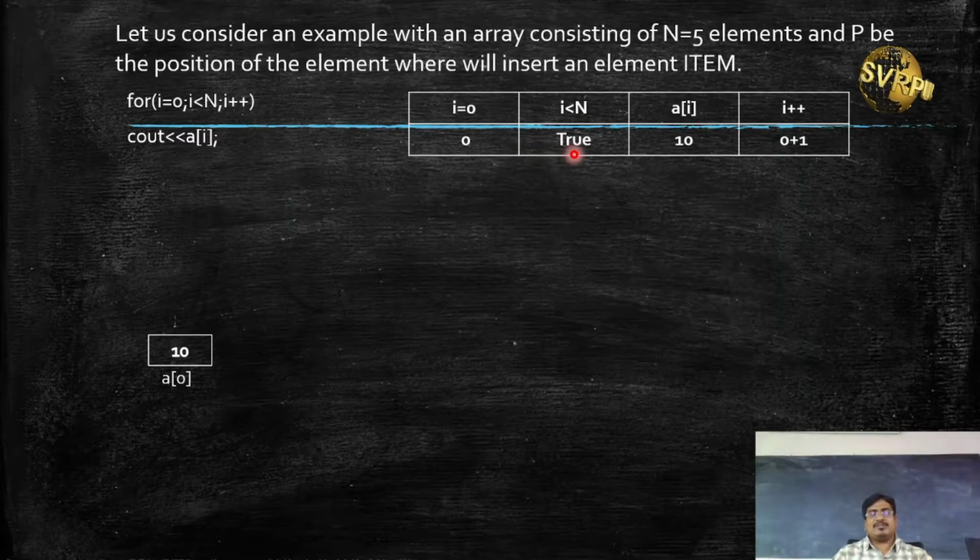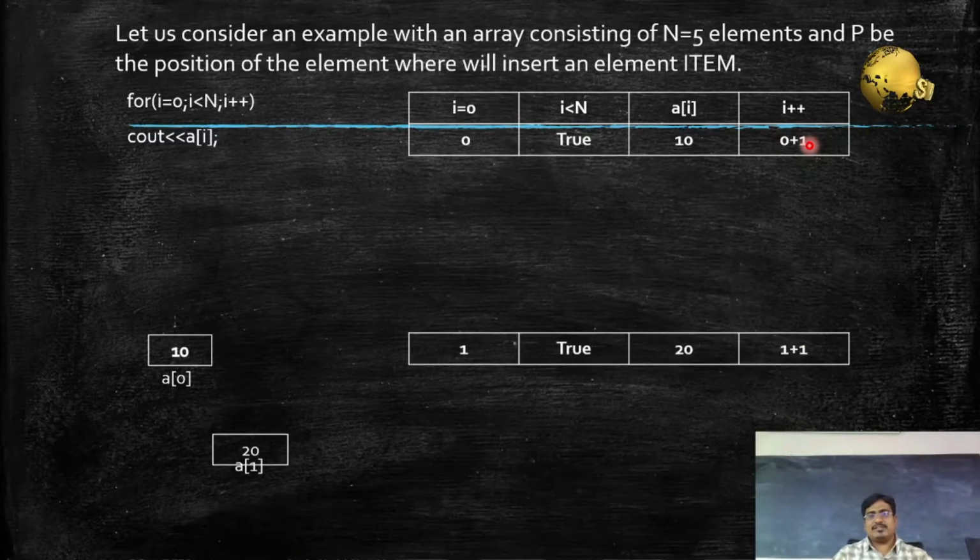The condition is true, 0 less than 5, because my n value is 5. True. And a of 0 is the position where I have to insert an element called 10. So I have inserted it. But after this statement, I will execute the statement i plus plus, which is nothing but my value will be increased from 0 to 0 plus 1, which is nothing but 1. We will see the next insertion.